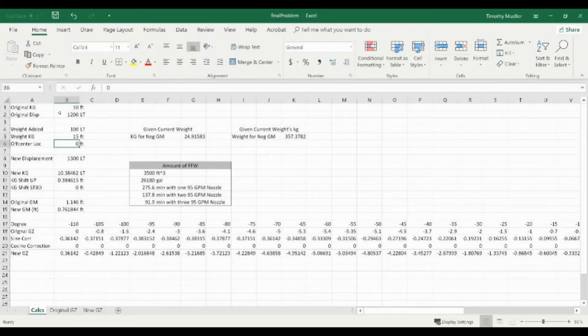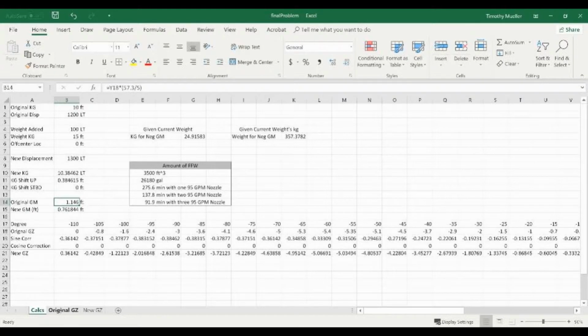We've got an original KG of 10, original displacement of 1,200 long tons. We're going to add 100 long tons 15 feet high. So we add all that in. We should have no cosine correction because we have no off-center weight. And we see that right down here. New displacement's correct. So our new KG is going to be 10.38. Our GM, since we added weight high, we would expect to drop a little bit. And it does. We see new GM there, 0.76. And then original was 1.14.